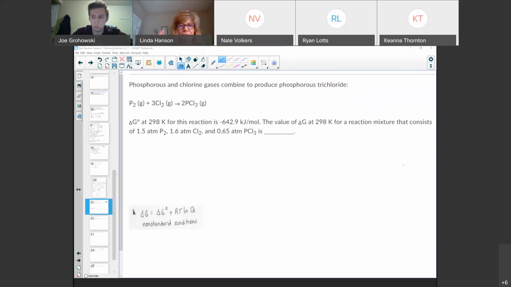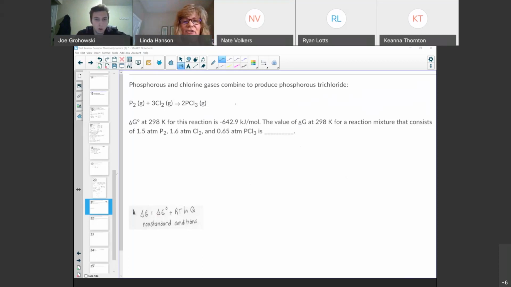It's going to be looking at the equation where we're looking at non-standard conditions. So let's take a read through. We're given an equation in which P2 plus 3 chlorines go on to form 2 PCl3s. All right, so here's our balanced equation.